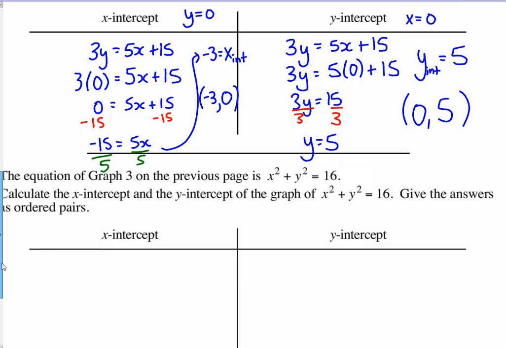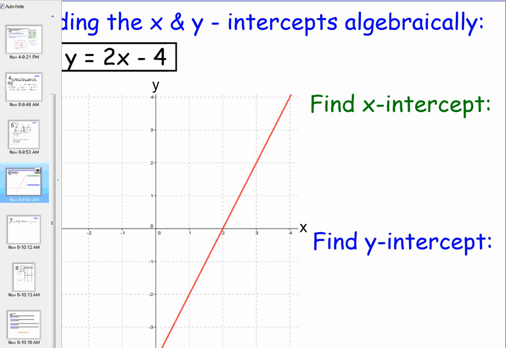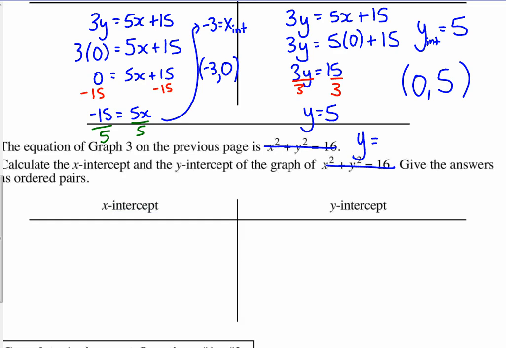Okay, so this is what we're going to do. Change this equation that's there. We're going to change it to y equals 2x minus 4. Can you change this equation to y equals 2x minus 4? And I want you to solve algebraically for the x and y intercept.